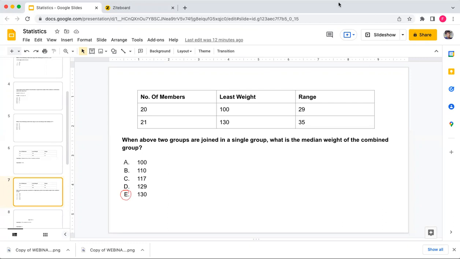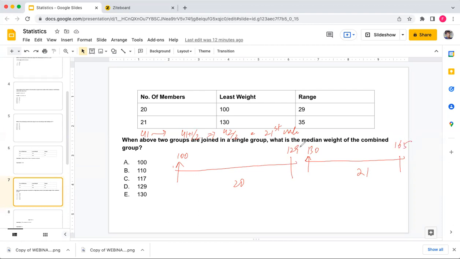Exactly. This is a very easy question in a sense that, first of all, total values are 41. So what is the median value? That will be the 41 plus 1 divided by 2th value, which is 42 divided by 2, which is the 21st value, right? We are given that for the first 20 values, the minimum is 100 and the maximum is 100 plus 29, which is 129. And for the next 21 values, the first value is 130, and the last value is 130 plus 35, which is 165.